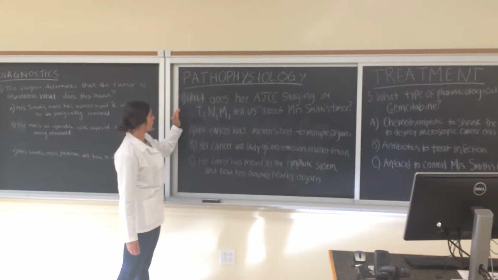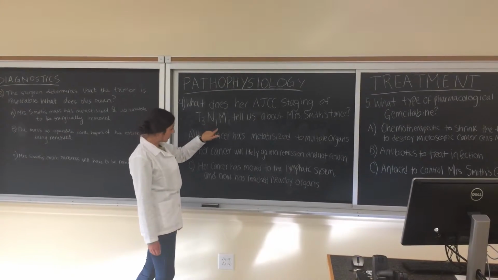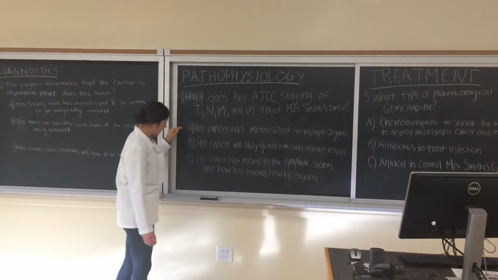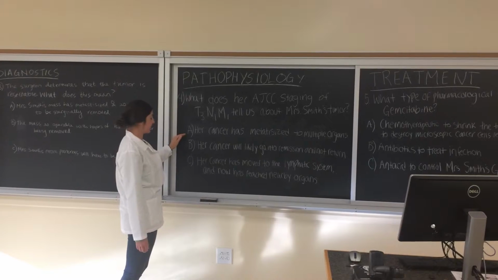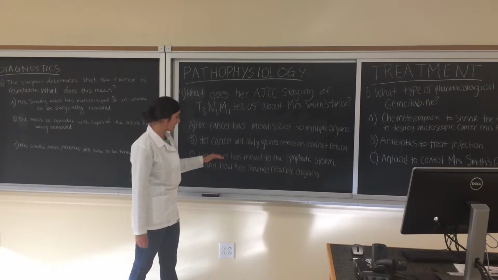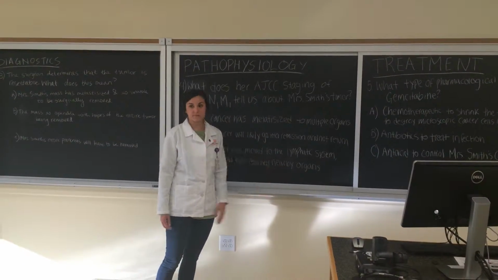All right, so number 4, what does her AJCC staging of T3, N1, M1 tell us about Mrs. Smith's tumor? A, her cancer has metastasized to multiple organs. B, her cancer will likely go into remission and not return. Or C, her cancer has moved to the lymphatic system and now has reached nearby organs. The answer is C. Her cancer has moved to the lymphatic system and now has reached nearby organs.